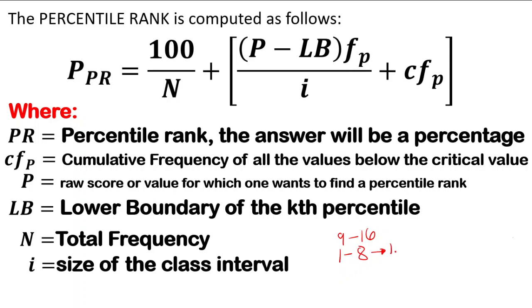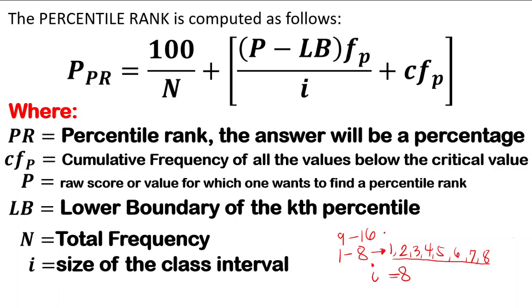Say 1, 2, 3, 4, 5, 6, 7, and 8. So including 1 and 8, these are the total scores in the given interval 1 to 8. So just count those scores, say 1, 2, 3, 4, 5, 6, 7, 8, and you got 8, correct? So that is now the size of your class interval. Okay?